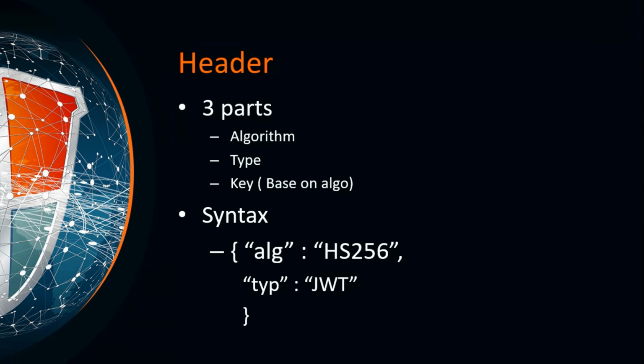So first is the header. The header contains information about the JWT configuration such as the signature algorithm, ALG, the type of JWT, and key file. The key file is used by the algorithm, and it is used when the server requires multiple files. So as you can see in the syntax, the ALG is the algorithm where we have used HS256, and type is JWT.